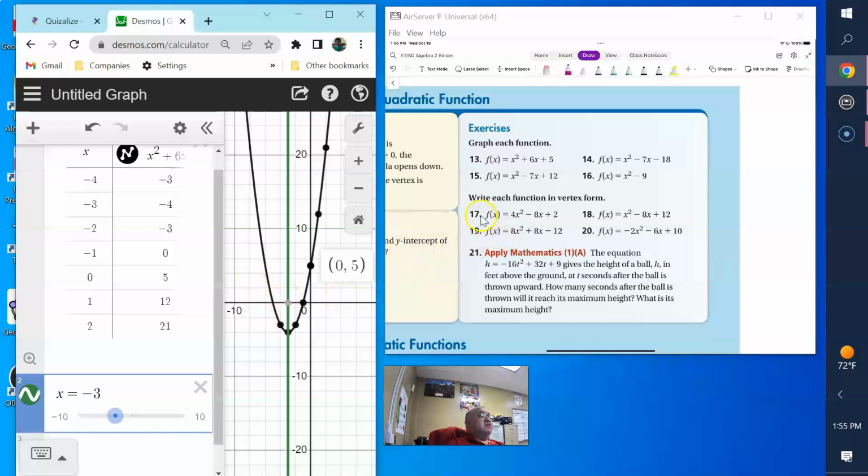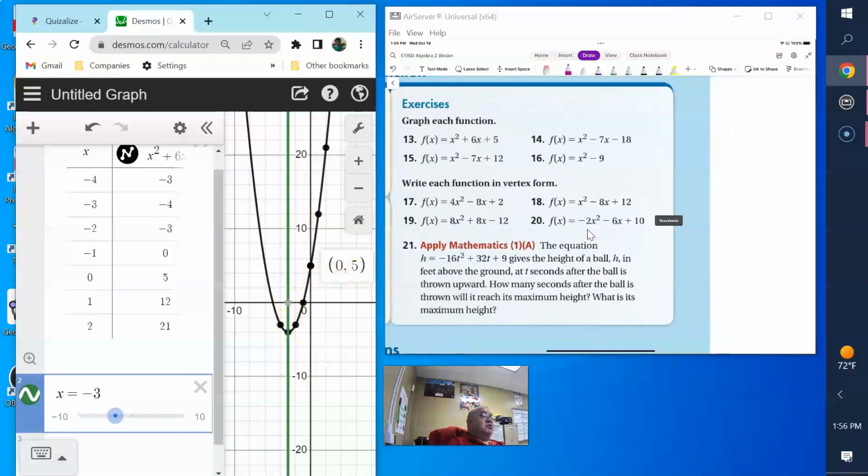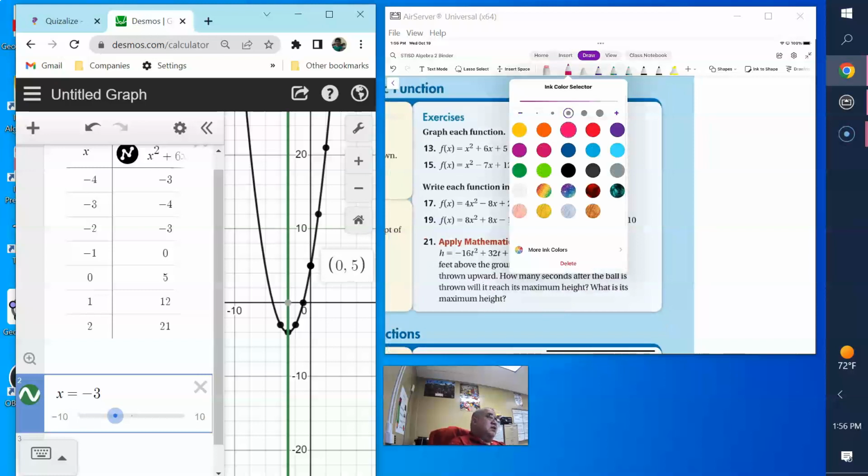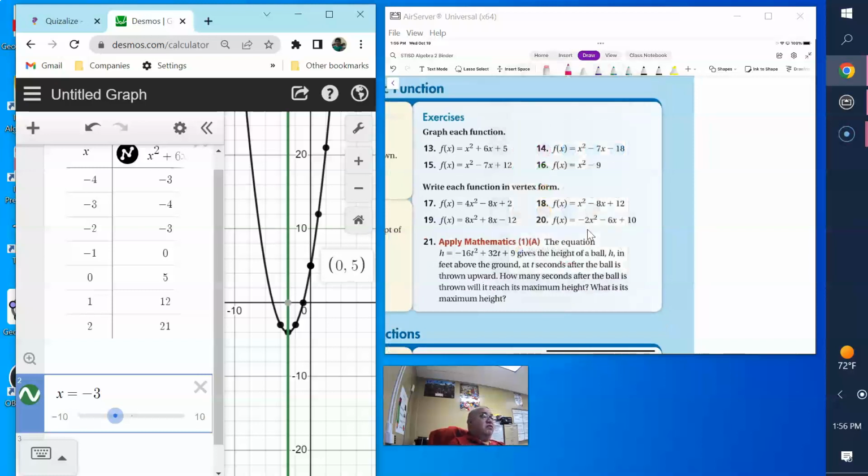I'm going to work out 17, 18, 19, and 20. And remember, the formula that we're going to use is the axis of symmetry formula, so we can come up with the y value. I'm going to start with number 17, and it says, write each function in vertex form. Remember, when I said vertex form, that means you're able to identify the vertex in the formula.